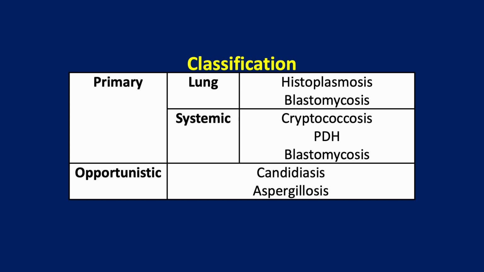Primary infections usually result from inhalation of fungal spores, which can result in a localized pneumonia. Examples include histoplasmosis and also blastomycosis. Primary infections can move systemically, an example of which would be cryptococcus causing meningitis, in addition to progressive disseminated histoplasmosis, which usually involves the reticuloendothelial system, i.e. liver, spleen and bone marrow.